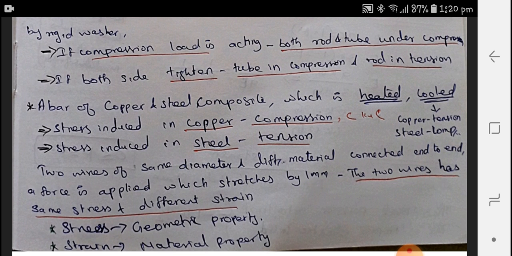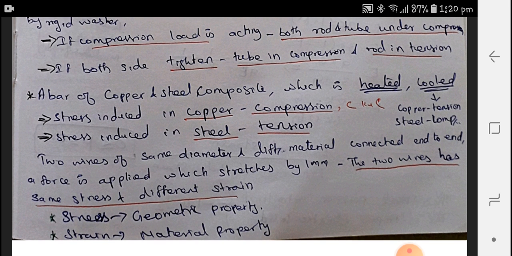Next, two wires of the same diameter and different materials are connected end to end. A force is applied which stretches by 1 millimeter. The two wires have the same stress and a different strain. Because stress is a geometric property, whereas strain is a material property. Why does stress depend on geometry? Stress is equal to force by area. Here area is the only consideration. According to the area, the stress will vary, even if the forces are the same.